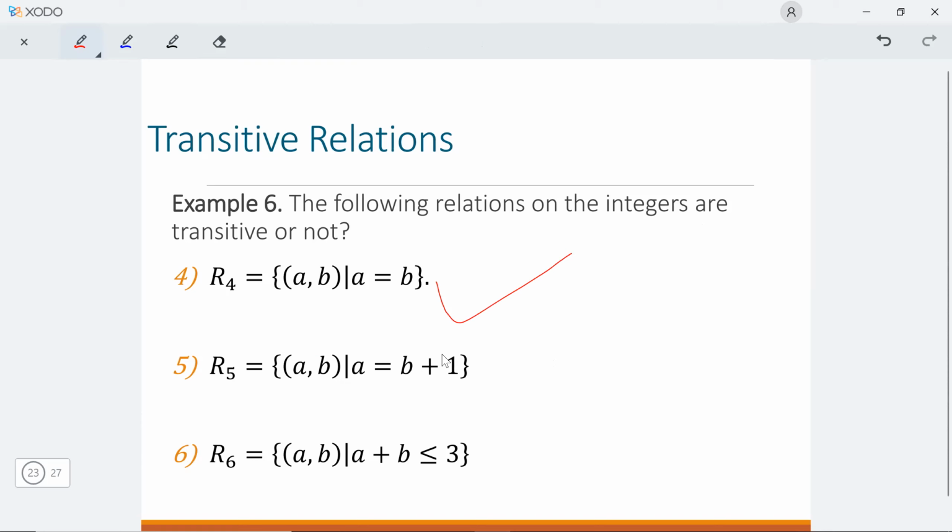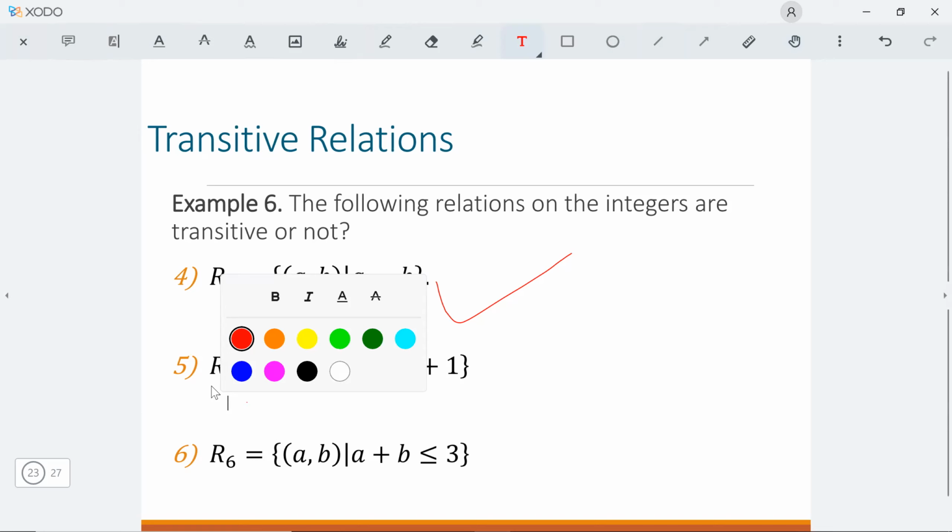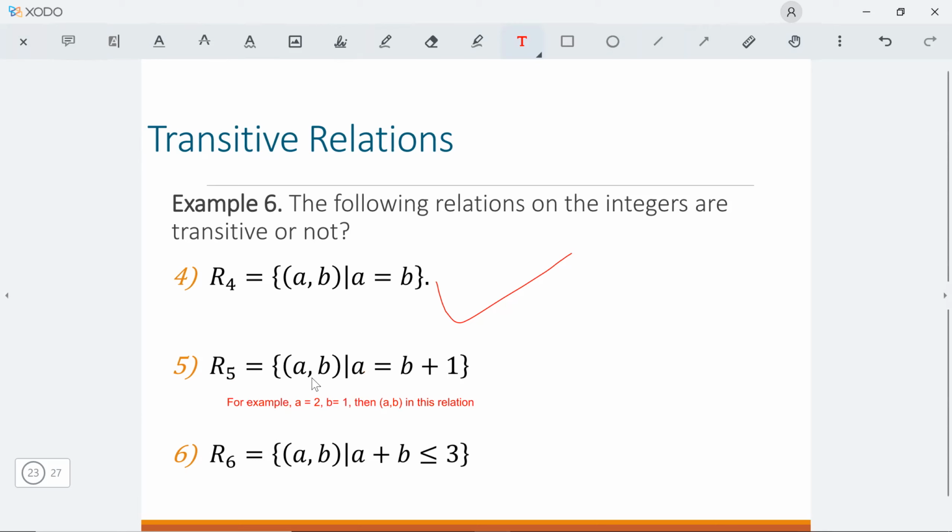Okay, then let's think about the next one, R5. R5 is A equals B plus 1. Now we try to find an example. For example, if we think about AB on this side, we can have A equal 2 and B equal 1. Then we have AB in this relation, right? Because 2 equals 1 plus 1, which makes this equation hold. So we have AB in this relation.